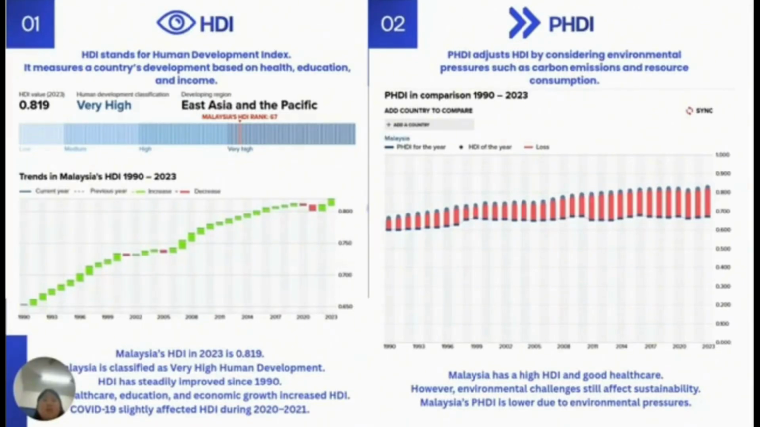However, when environmental pressures are included, Malaysia's PHDI becomes lower. This happens because rapid industrialization, urbanization, pollution, and deforestation reduce sustainability performance. In other words, Malaysia has achieved strong human development, but some of this development has environmental costs. This is the key message of our presentation. High HDI does not always mean sustainable development.